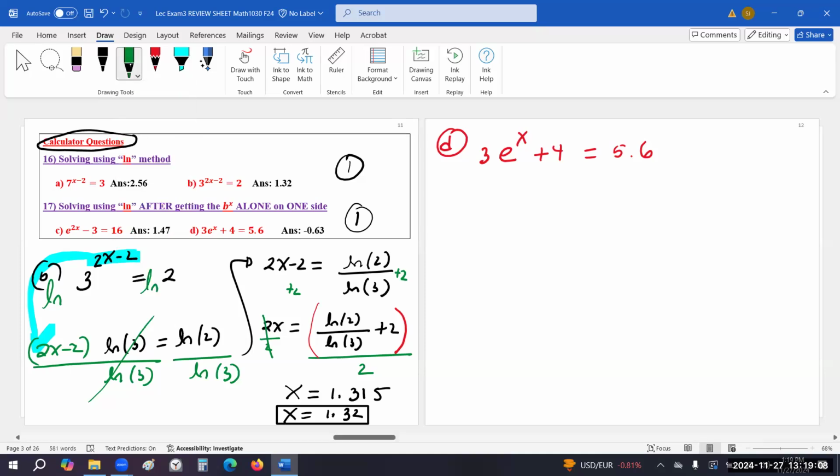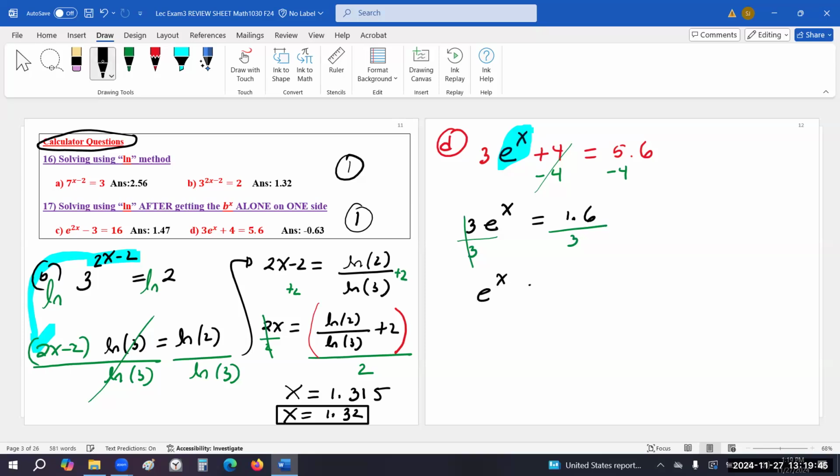So we cannot do anything until the exponential is alone. So we subtract 4 from both sides. We want to get this alone. Remember, we can apply log only when our exponential is alone. If it's not alone, we cannot apply the log. So we subtract, and we end up getting 3e^x equals 1.6. We still want the exponential to be alone, so we divide by 3. We have e^x is 1.6 divided by 3.